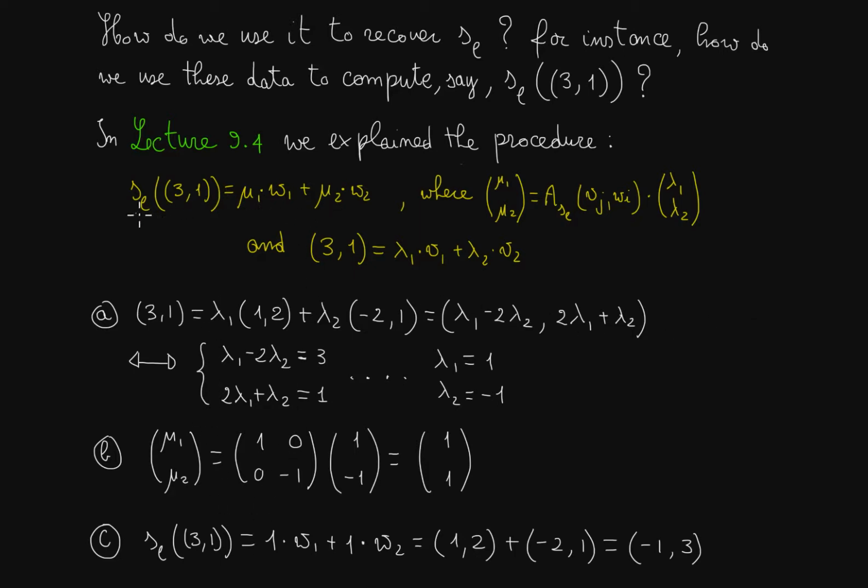We can plug it back here in the equality describing now the image of (3, 1). So the image of (3, 1) equals mu1, which is 1, times w1 plus mu2, which is 1 again, times w2. This means w1 plus w2. And w1 and w2 have been chosen to be equal to v1 and v2. Hence, w1 is (1, 2), w2 is (-2, 1), and the sum of them is (-1, 3). And this is the image of the vector (3, 1).